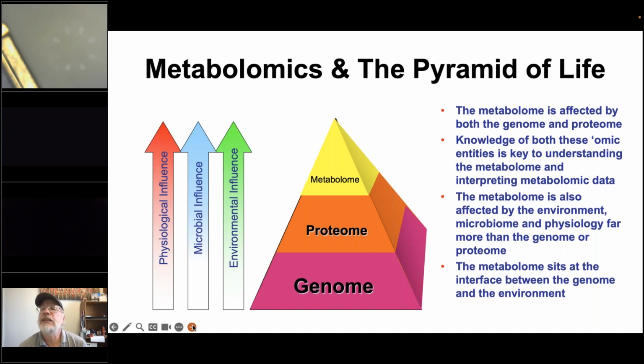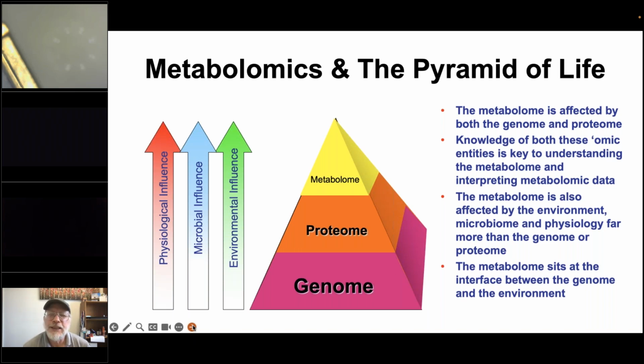We also know that the metabolome is significantly affected by the environment. It's affected by the microbiome and by physiology. And this is sort of illustrated in this pyramid where the genome codes for the proteome, which then codes for the metabolome. Yes, they're connected, but the genome really isn't affected by the environment or the microbiome or by physiology. On the other hand, as you climb up the pyramid, the environment does profoundly influence the metabolome. The microbiome influences the metabolome, and physiology also changes the metabolome.